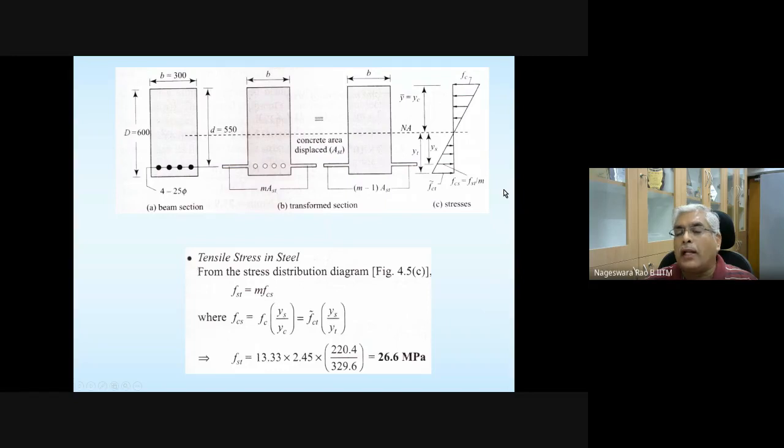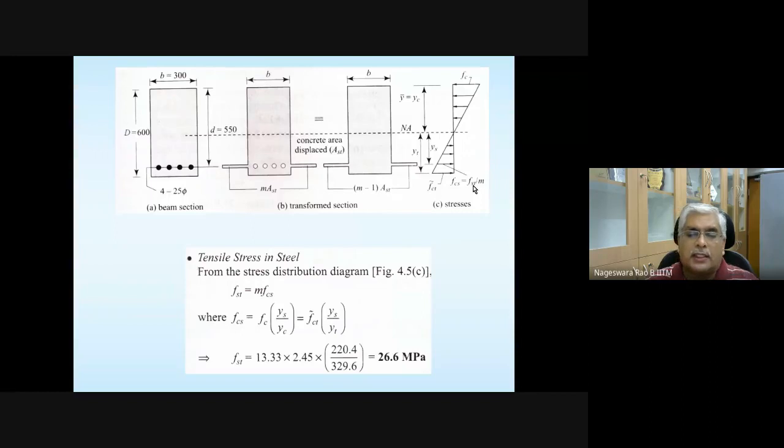And also we calculated the stress in steel using this transformed stress, the stress distribution for transformed section. Once you know FCS, which is nothing but the stress in concrete at the level of steel, using that you can calculate the stress in steel. Okay, stress in concrete at the level of steel. Once you know that, you can calculate stress in steel. So this is what we did yesterday.